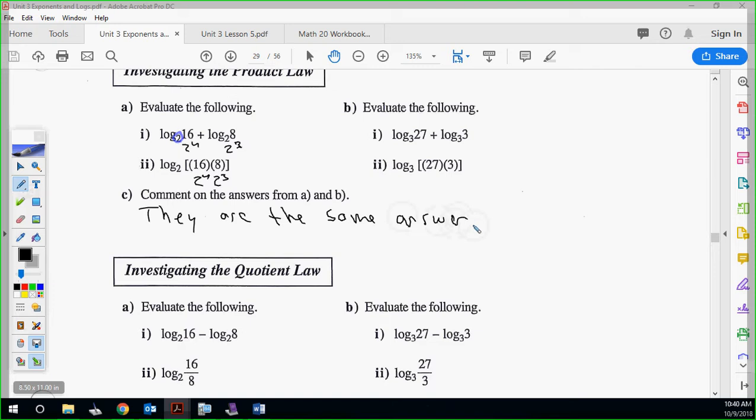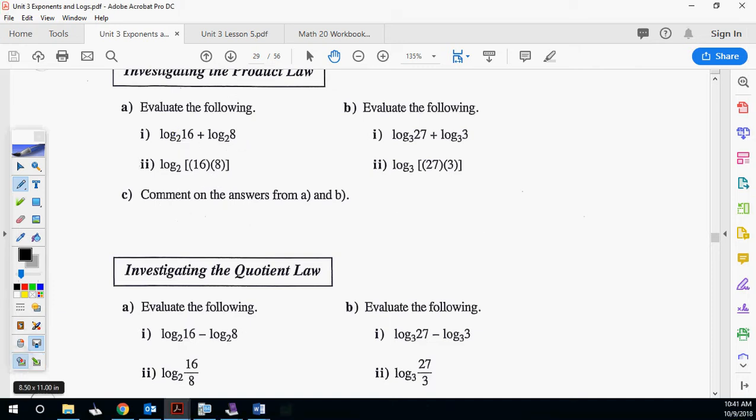They're the same answer, no problem. Okay, and then obviously, not obviously, but think about product laws, addition, quotient law, subtraction. Okay, that makes sense, right? We're used to that relationship by now in our math career.